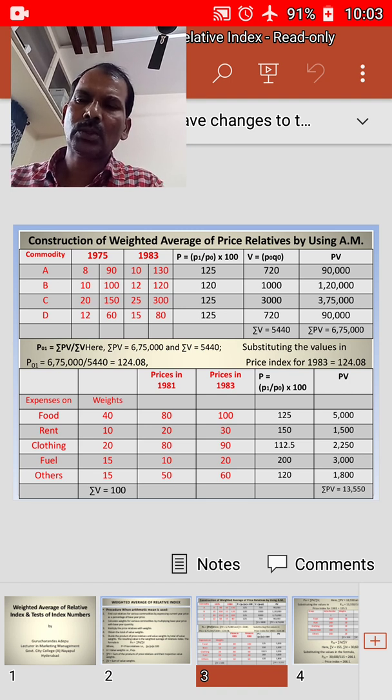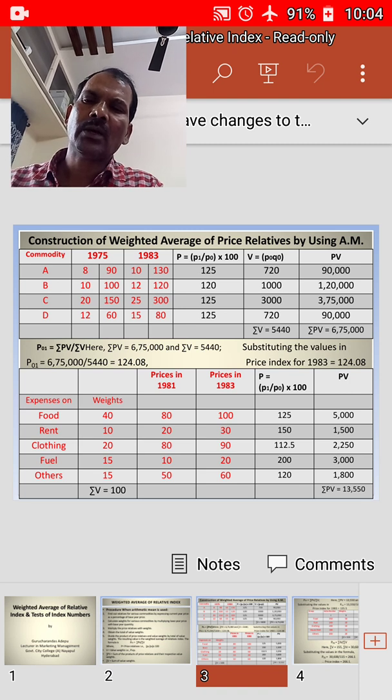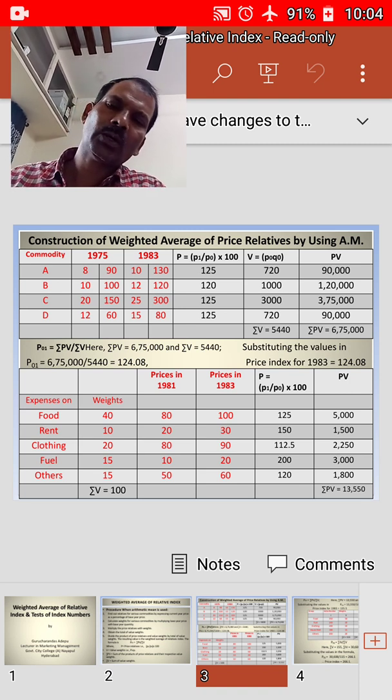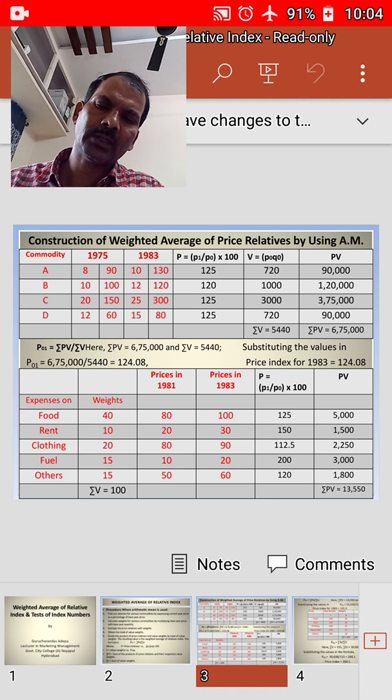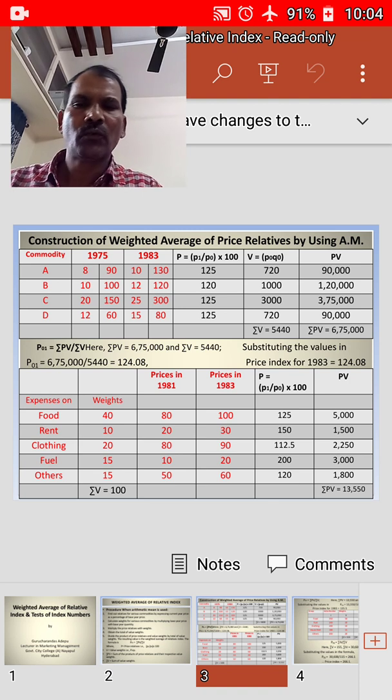Next, 20 into 150, that is 3000, and 12 into 60 you will get 720. These are the value weights. If you add all these, you will get sigma V, that is 5440.